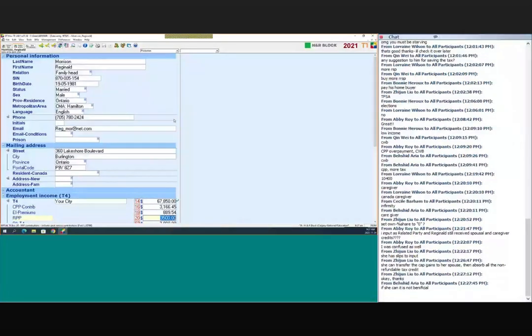If she can, it's not beneficial. No, she just can't do it, okay? Now, the dividends are a different story, which we will see, but cap gain is not.